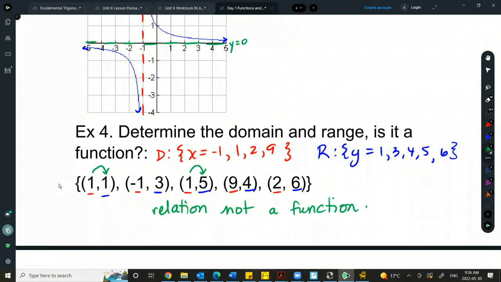Okay, if you have all unique x values, all your x values are different, automatically you can say it's a function.